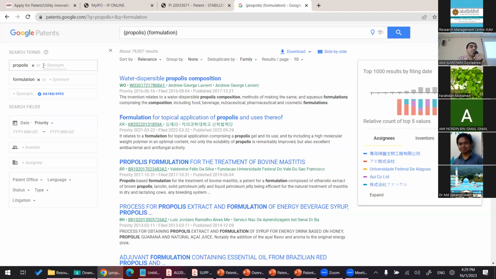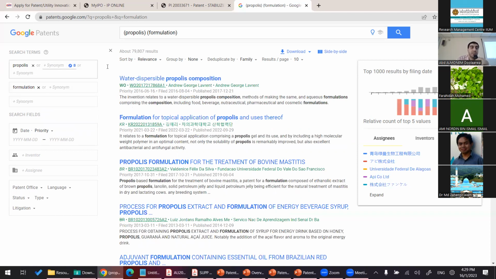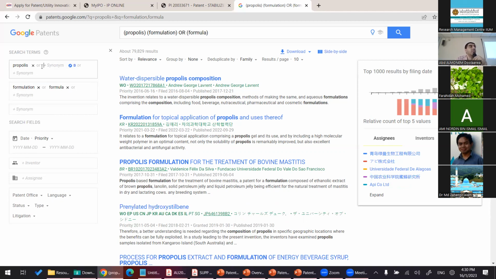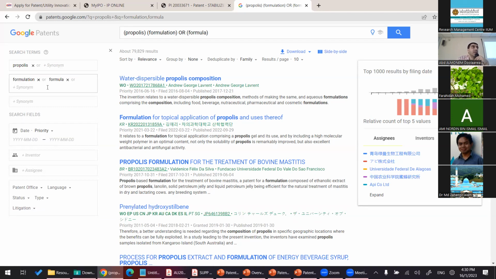But if you are looking for propolis, or for example formulation or formula, because some of them may use the word formula. Some of them may use another synonym, so add all the synonyms here. Propolis, maybe it has another name. What other name do we have for propolis? If it has another name, you add it here, because here you add synonyms. And formulation or formula or composition. It's very common in patents. We don't use formulation, we use composition, to make sure you are not losing important prior art.